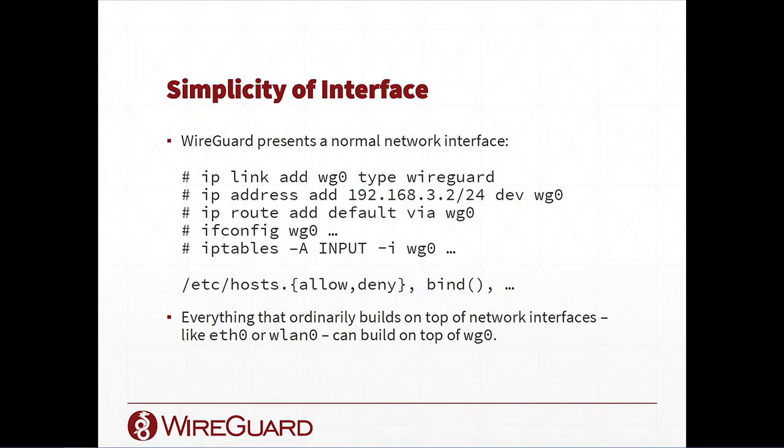So we have a very simple network interface. We don't have complicated transform tables like IPsec. We just have a network interface that you can add and use just like any other network interface on Linux. In this case, wg0 for WireGuard, and it works just the same way as eth0 or wlan0. And all your favorite sysadmin tools work fine with it. So there's nothing new to learn in the interface, a simple thing you've been using forever.